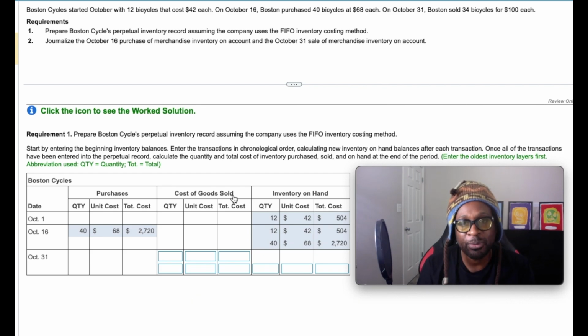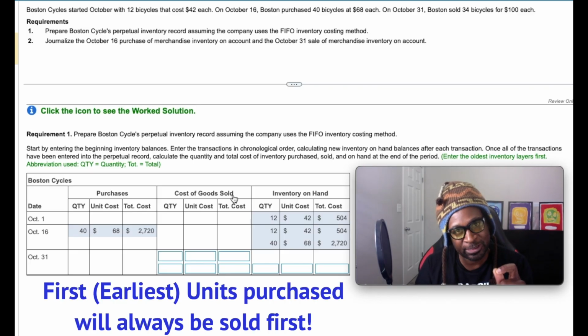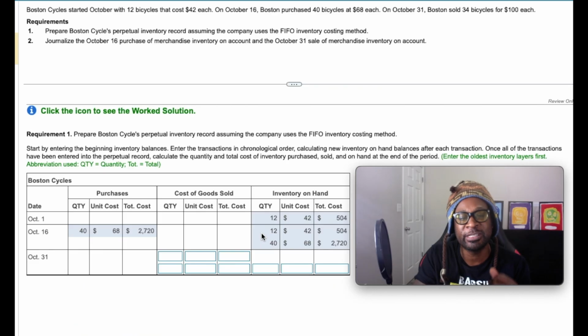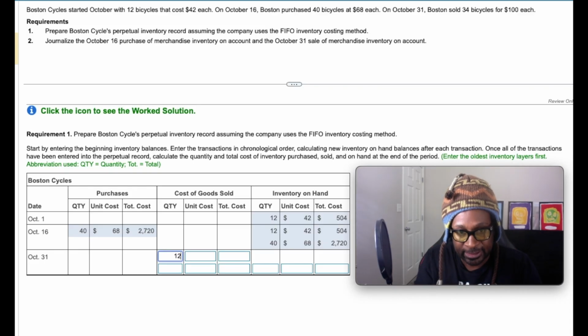So we are practicing FIFO, and as we said earlier, the first units that came into the business will be sold first. So if we look at our inventory on hand, we can clearly see the first or the earliest units that we had available to sell came from the October 1st beginning inventory. And since we sold 34 bicycles, we definitely sold all 12 of those units. That cost us $42. Total cost of $504.